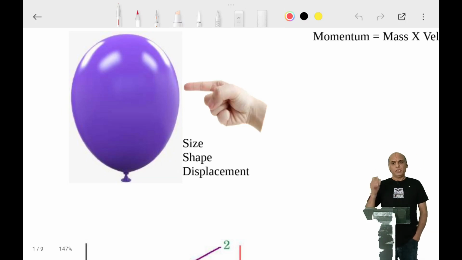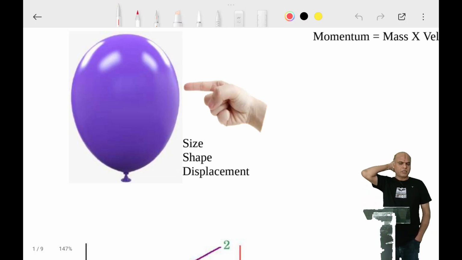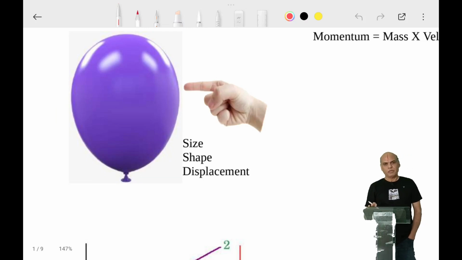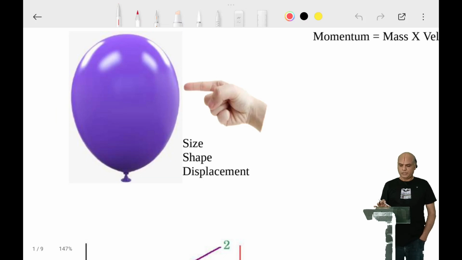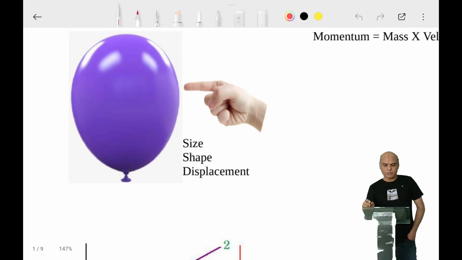One, it changes the size of the balloon, although very minimally. The balloon size will change. A dent will be caused at the point of application of force. Then the shape of the balloon will change. And next, if the balloon is free to move, a displacement is caused due to this external application of force.